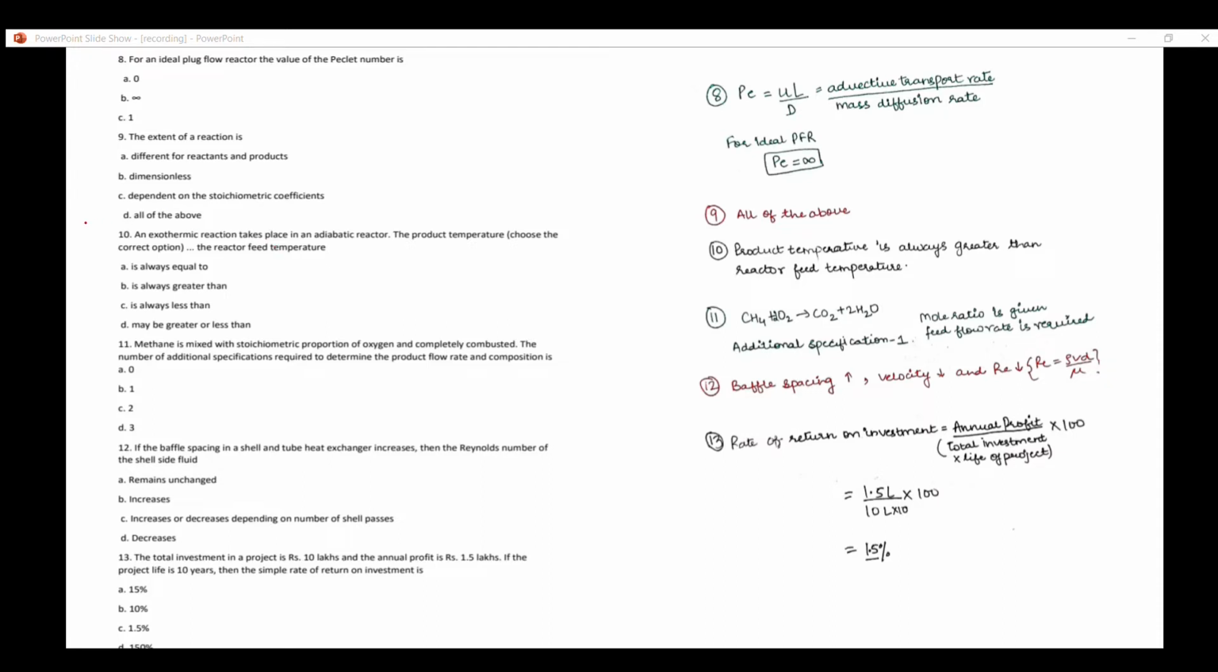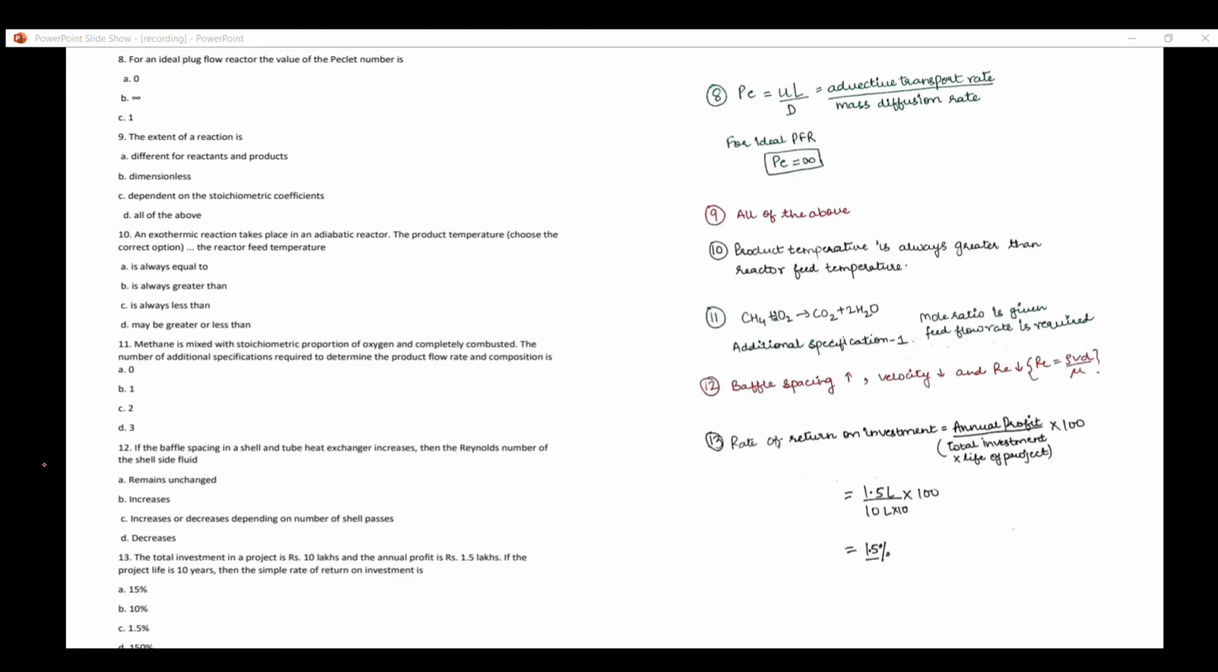Next question. An exothermic reaction takes place in an adiabatic reactor. So the product temperature will always be greater than the reactor feed temperature. Therefore, option B is correct. In 11th question, methane is mixed with stoichiometric proportion of oxygen and completely combusted. The number of additional specifications required to determine the product flow rate and composition is. So this is the reaction scheme. We know the mole ratios, and for finding out the product flow rate, all we require is feed flow rate. So additional specification would be 1.